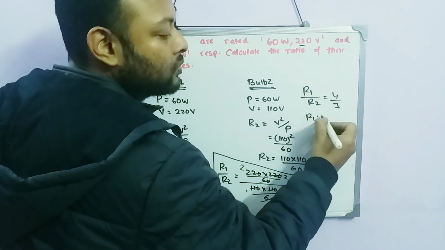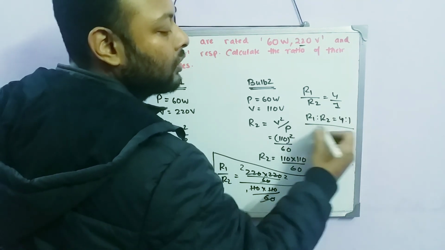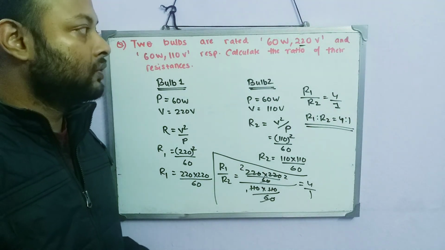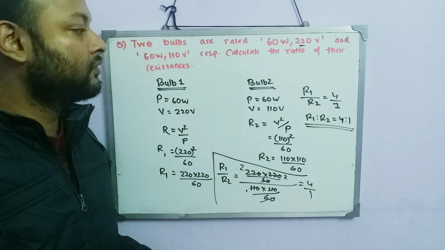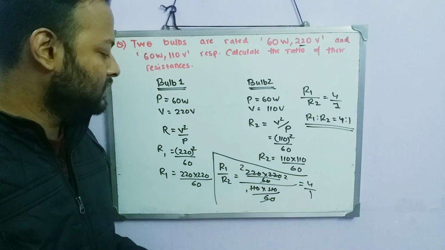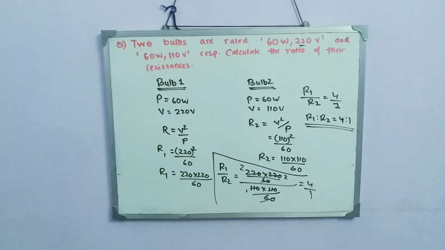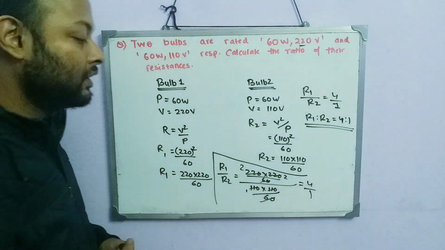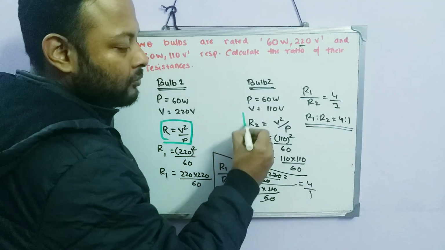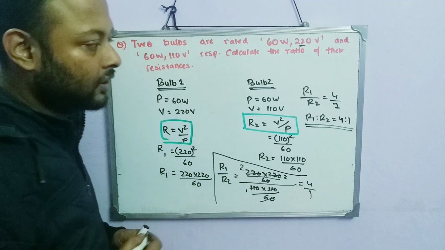So R1 is to R2 is equal to 4 is to 1. So this is the answer. So the ratio of the resistance is 4 is to 1. I hope you understood how I did the sum. Just put the values, okay? And also, of course, it goes without saying that you have to remember the formulas. Without the formulas, you cannot do the sum. Formulas are the important part of physics, okay?